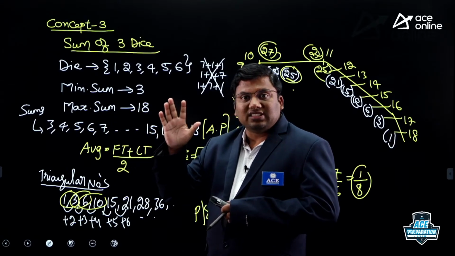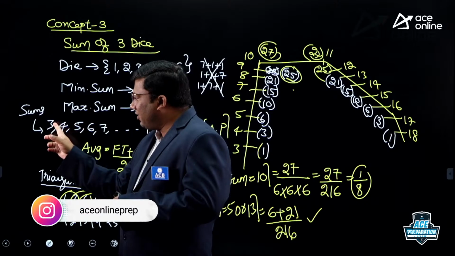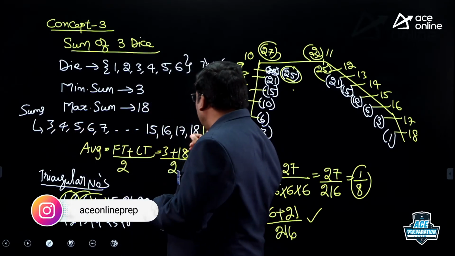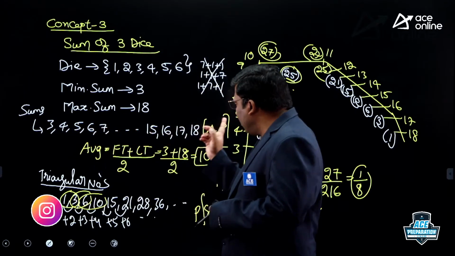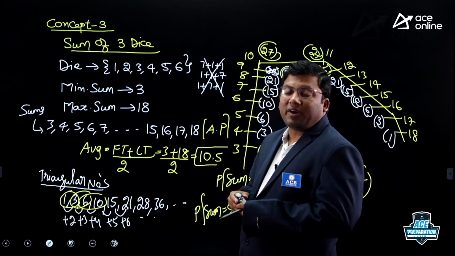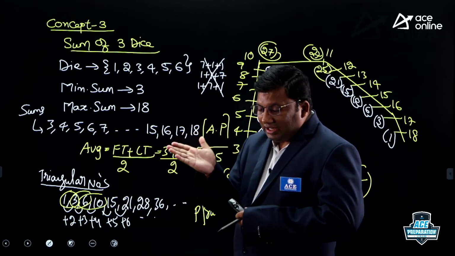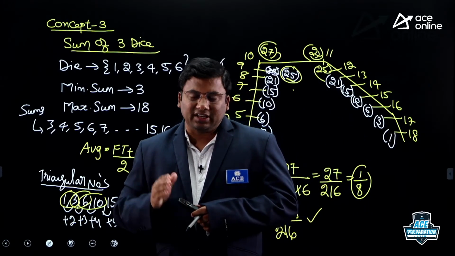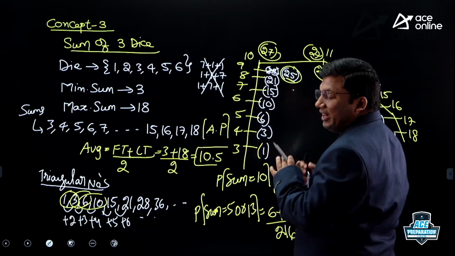The series is in arithmetic progression. If it is in arithmetic progression, the average is first term plus last term by 2. 3 plus 18 by 2. 21 by 2, which is 10.5. The integer less than 10.5 is 10, and the integer greater than 10.5 is 11. I hope the idea is clear.